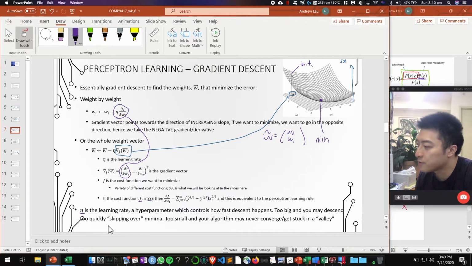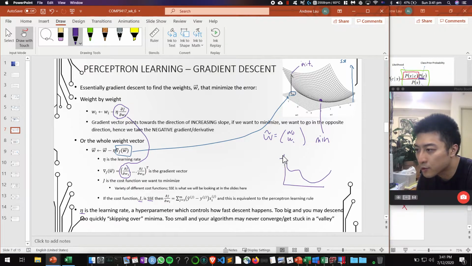And of course, like in your Perceptron learning rule, your typical considerations for your learning rate apply here as well. You don't want to be too slow, because you just take ages and you may never reach your minimum. You don't want to be too fast, because you may bounce around too much. You may skip over some kind of global minimum. And the other thing is, if it's too small, you might also get stuck in some sort of valley.